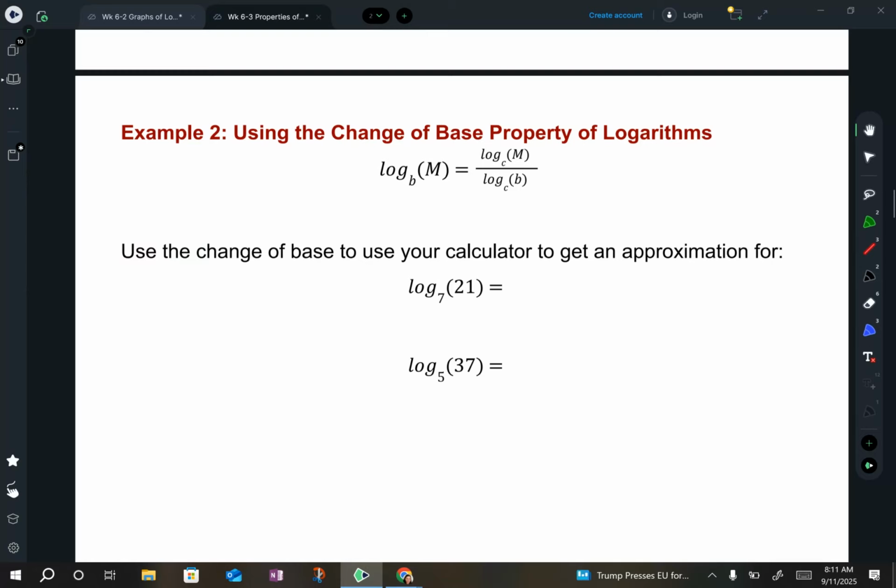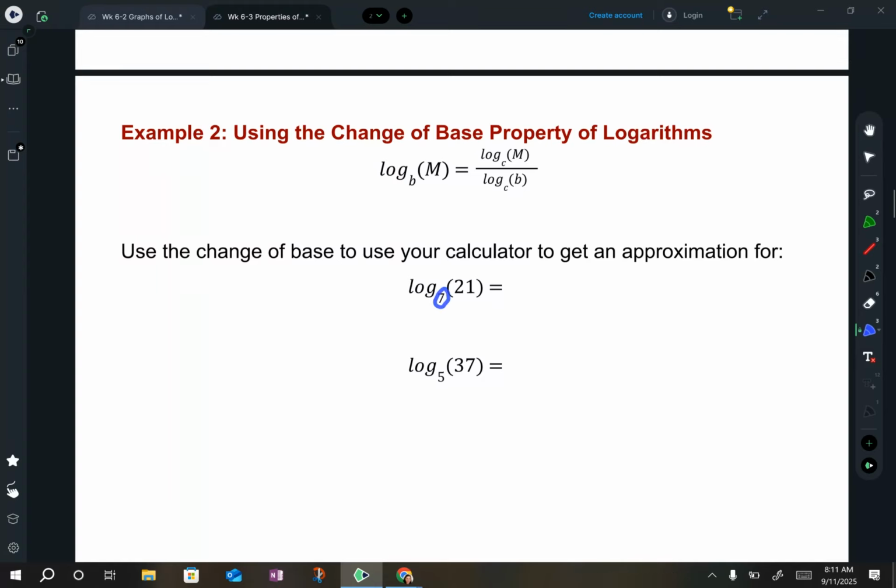So what the change of base formula says is if you have log base b of some value m, you can change it to any base you want. So our new base is base c, and it's log base c of m over log base c of b, b being the original base. So let's practice using this. I'm going to go ahead and plug in the formula, and then I'll draw my calculator up, and we'll give it a try. So my base is 7.